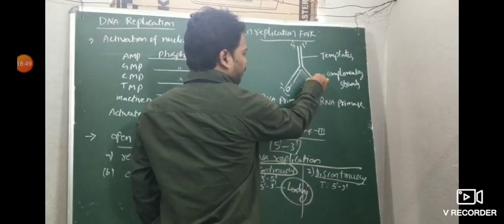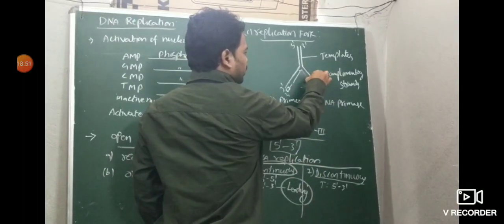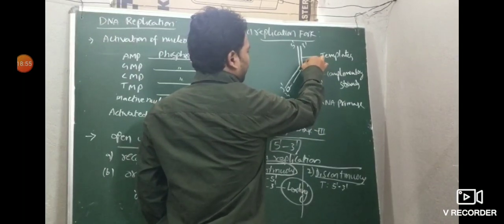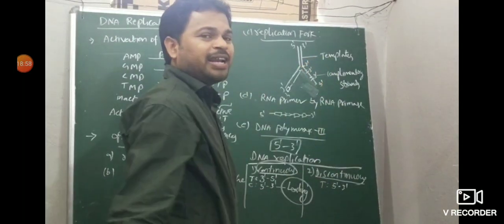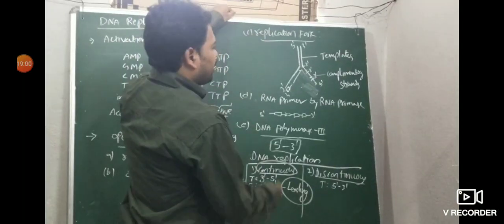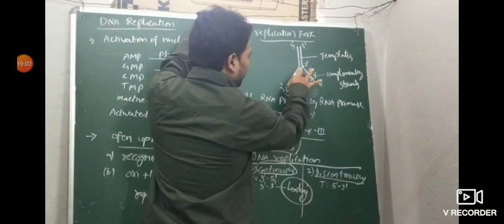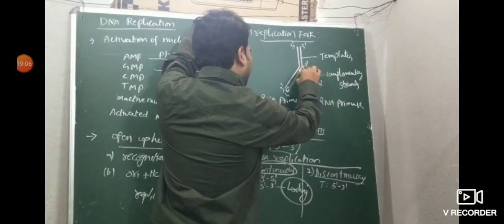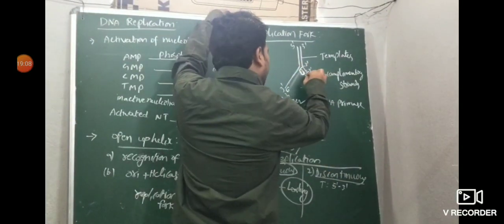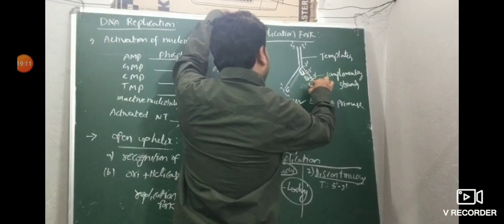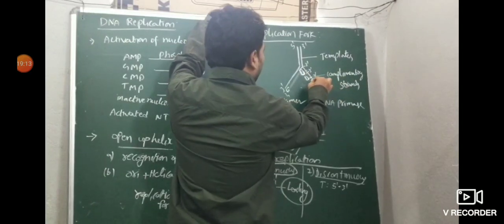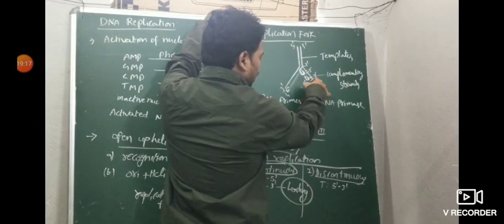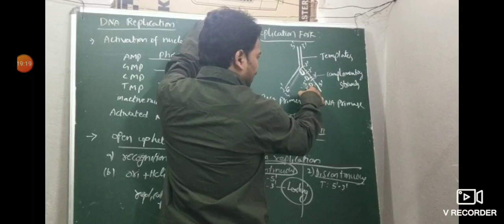So here 5 prime means this is 3 prime. Here 5 prime, this means 3 prime. So we identify the 3 primes in the template DNA. Opposite to the 3 prime end, the RNA primer is formed. Here is 5 prime, here is 3 prime. So opposite to 3 prime, 5 prime, the RNA primer is formed.